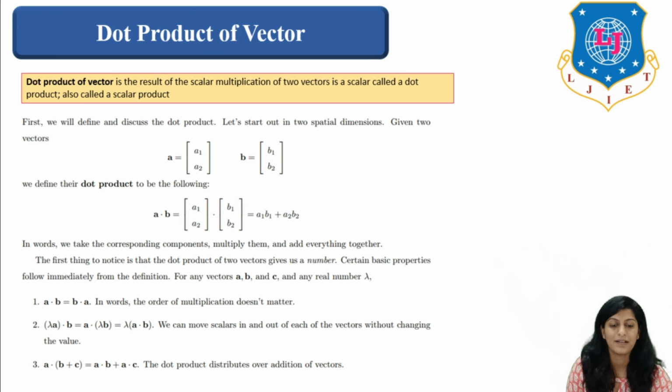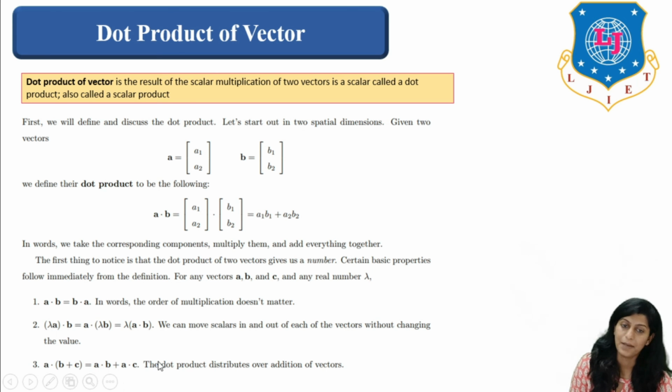And the third and important one is that the dot product distributes over addition of vectors. So A dot (B plus C) or A dot B plus A dot C, whether you do it like this or like this, it will give you the same result. So this is all about the dot product, and I hope the topics which we have covered today are quite clear. Thank you.